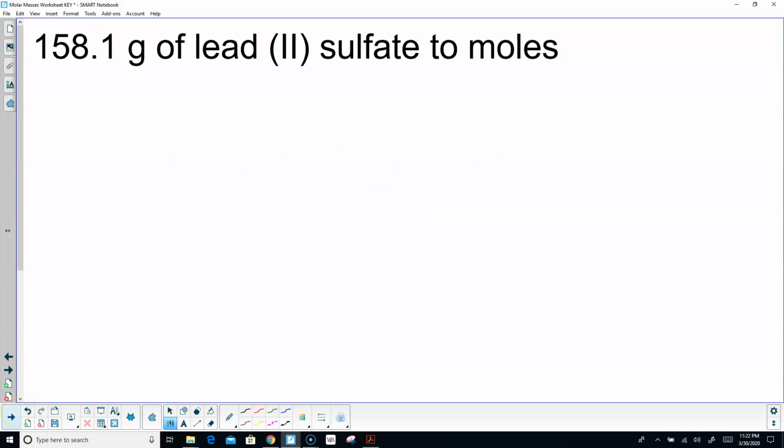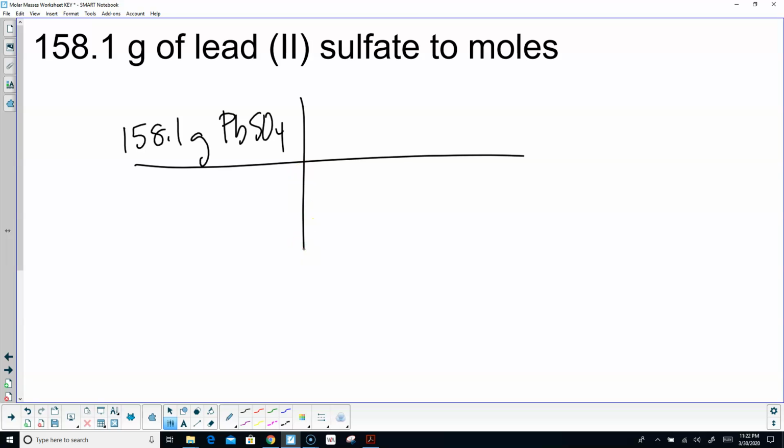Okay, this next one, 158.1 grams of lead 2 sulfate into moles. So start with what we know, 158.1 grams lead 2 sulfate. Okay. Once again, grams and moles, we need to know molar mass. This time moles are going to be on the top. And as always, it's 1 mole.